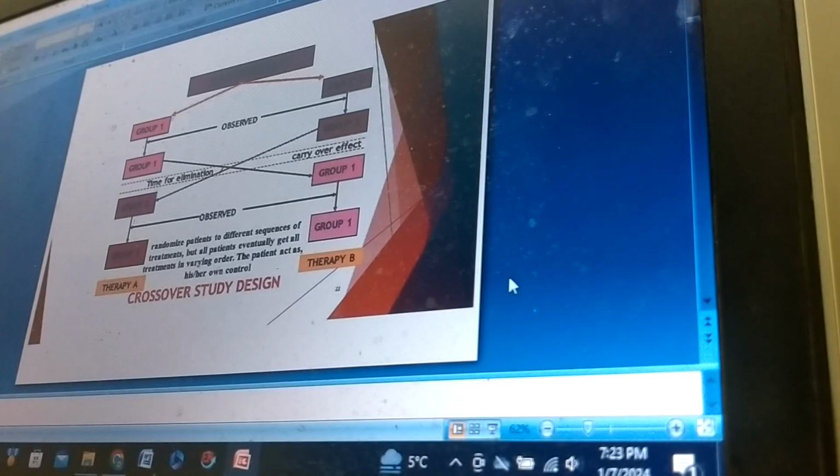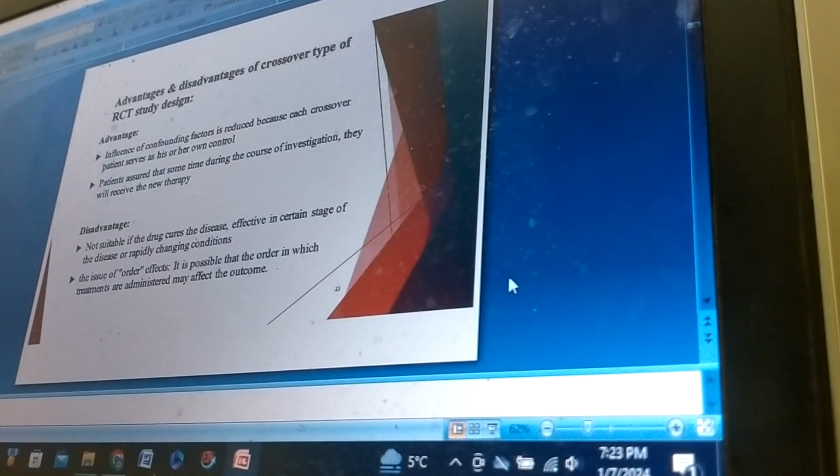Crossover designs. Advantages and disadvantages of the crossover type of randomized clinical trial study design. Advantage: influence of confounding factors is reduced because each crossover patient serves as his or her own control. Patients are assured that sometime during the course of investigation they will receive the new therapy.